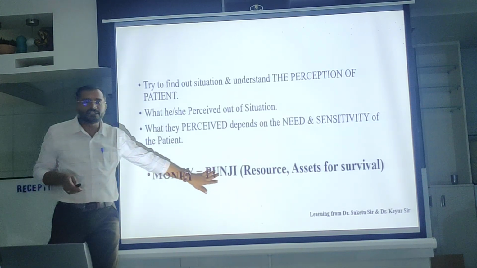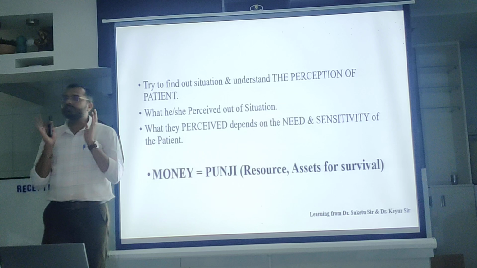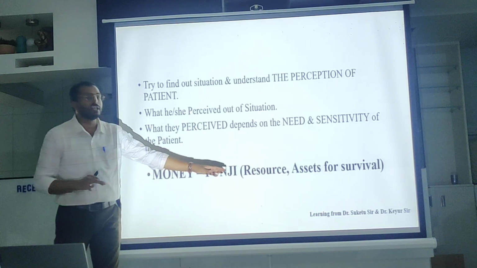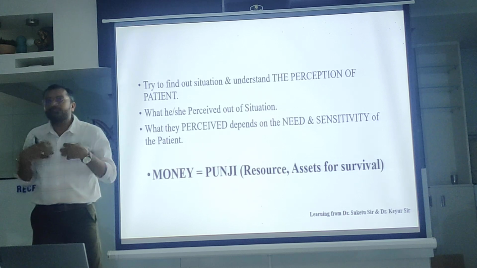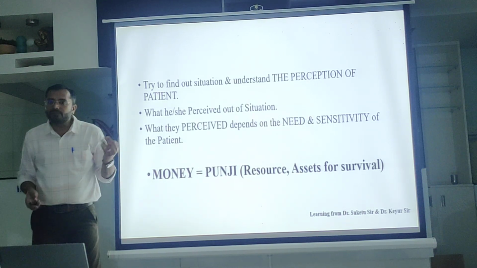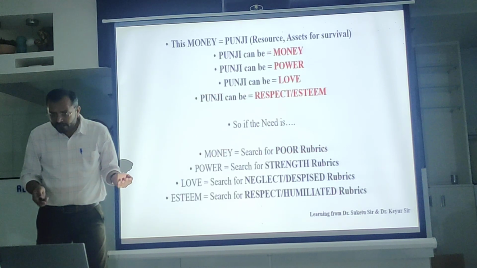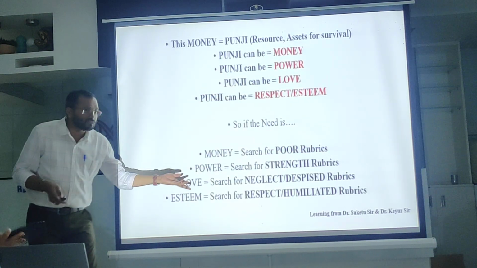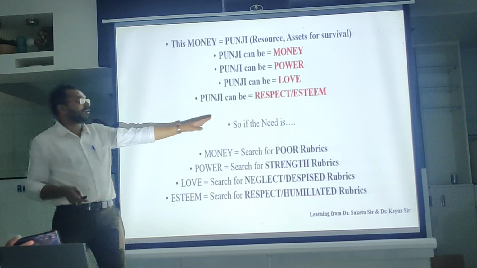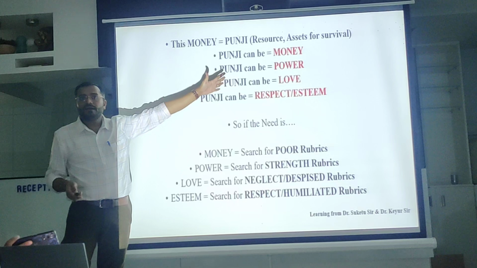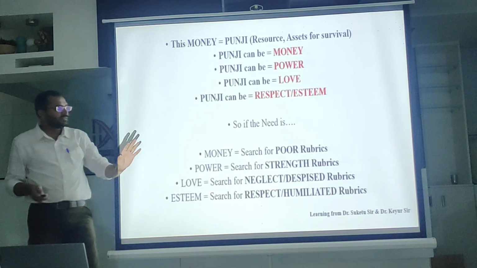Money is equal to punji. So what is punji for them? Punji can be a resource, punji can be an asset for survival. For my survival, my asset and my resource are different. So someone has money as the asset, someone has power as the asset, someone has love as the asset, or someone has respect or esteem as the asset. So their punji is this.